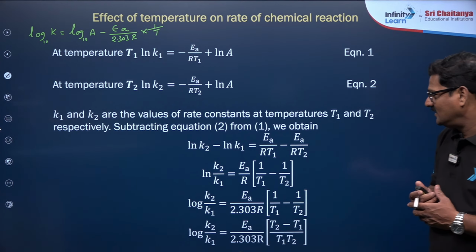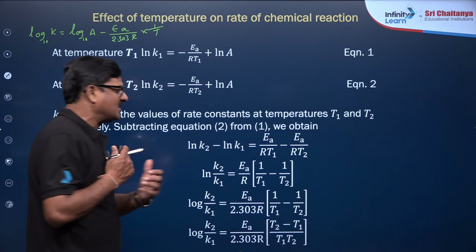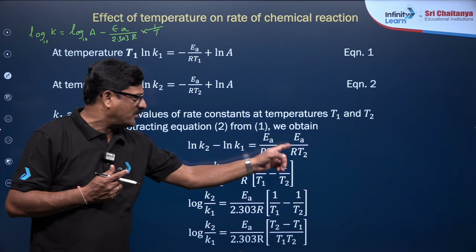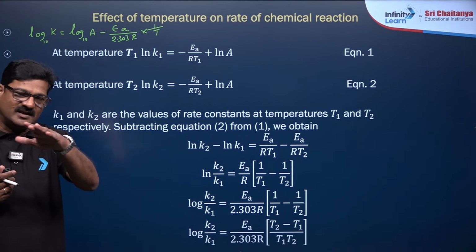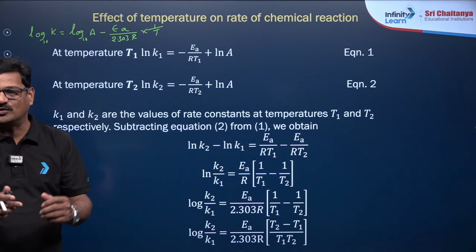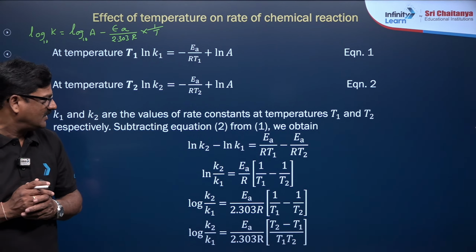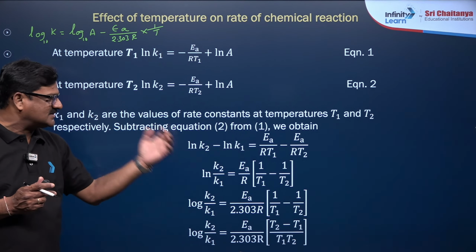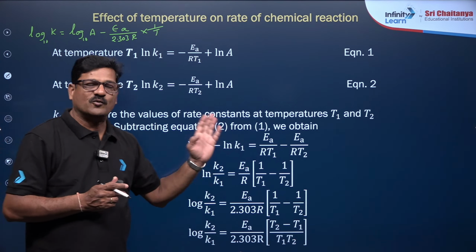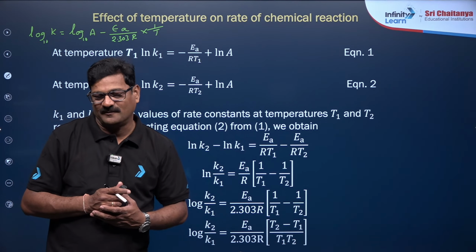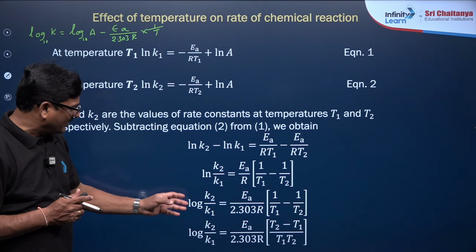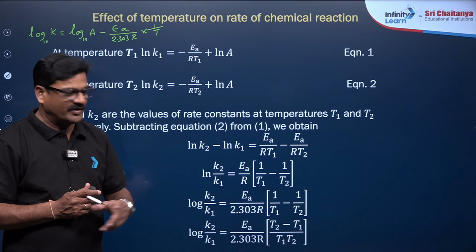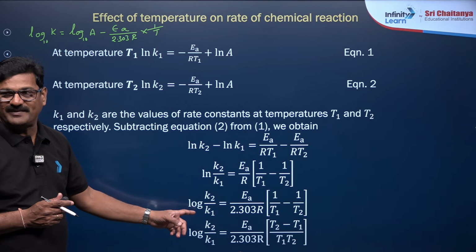Okay, and you can just see ln K2 minus ln K1 is equal to EA upon RT1 minus EA upon RT2. ln A is going to be cancelled when you subtract it. Both R is going to be same. So ln K2 by K1, EA by R, I just want to take it as a common. So it is of 1 by T1 minus 1 by T2 you will get. And you can say log K2 by K1 is equal to EA by 2.303 R. So natural logarithm is converted into logarithm to the base 10.